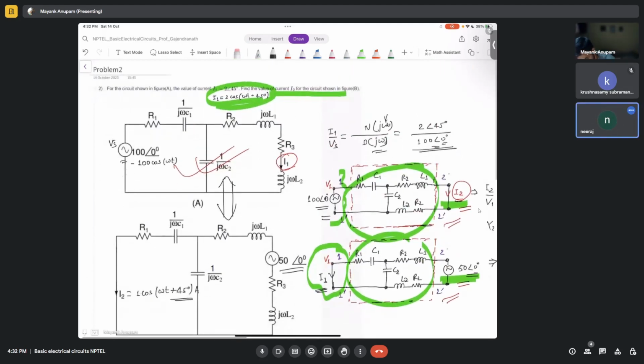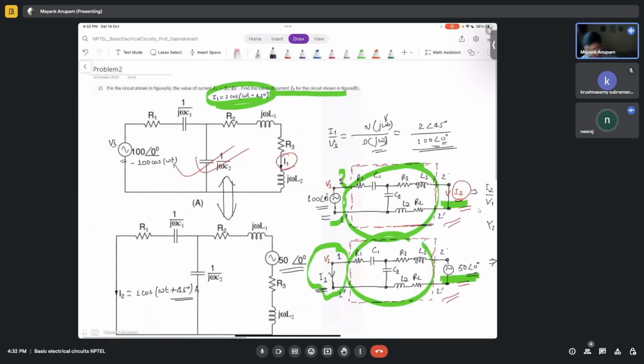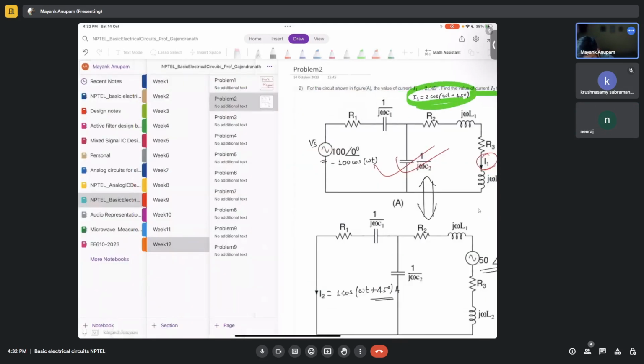Cool. So I hope you understood this question. This was a good question to revise two concepts, basically phasors and reciprocity. Moving on.